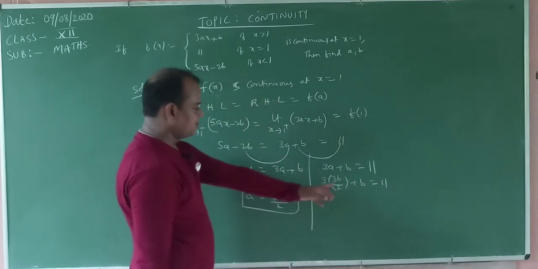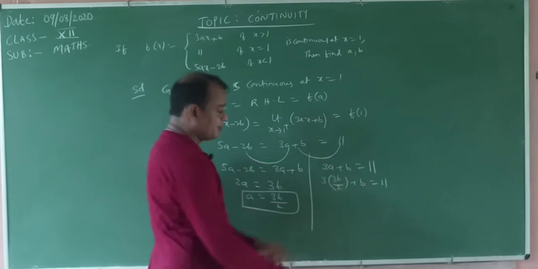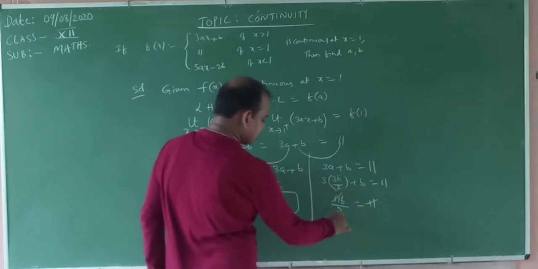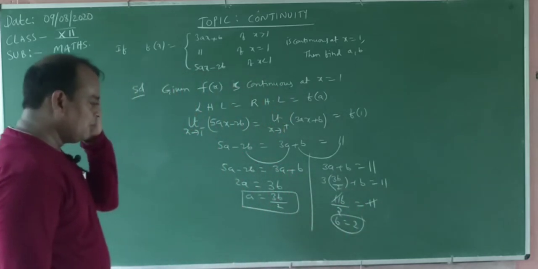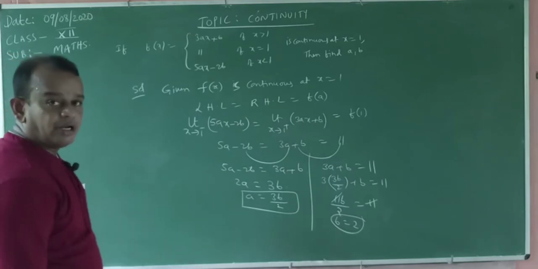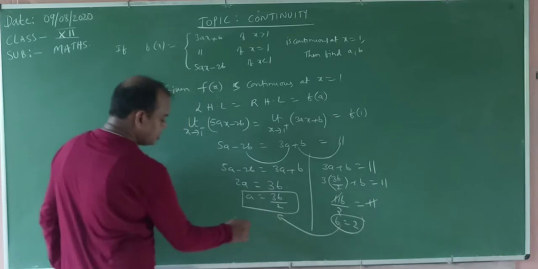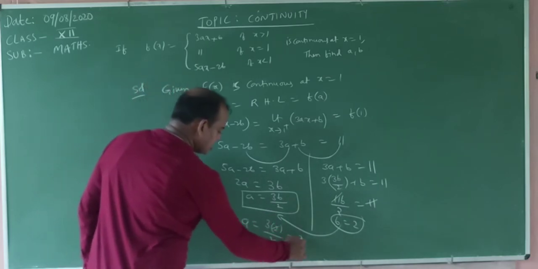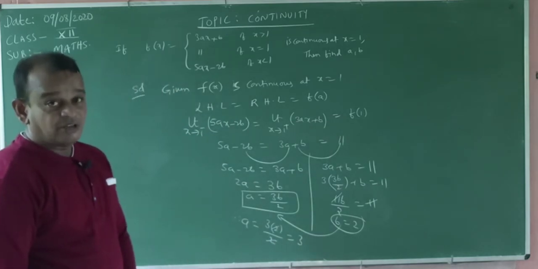Now take the LCM. 3 3s are 9, plus 2B, 11B by 2. 11B by 2 is equal to 11. 11 cancels, so B is equal to how much? 2. Okay, B value is 2. Substitute the B value 2 in this one: A is equal to 3 into B value is 2, by 2. This cancels, so A value is 3, B value is 2. Are those values right or wrong?